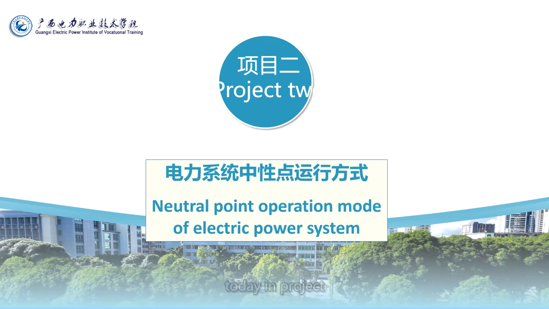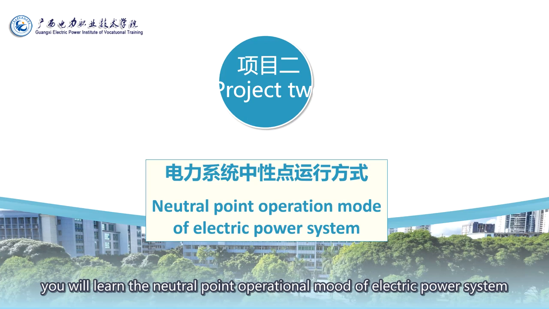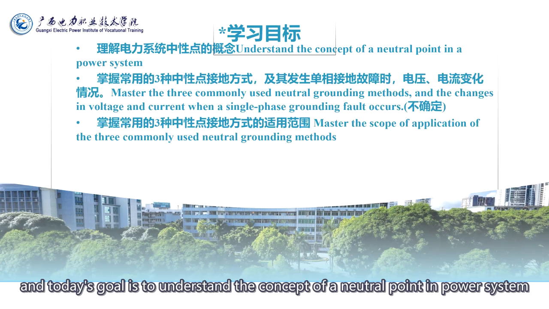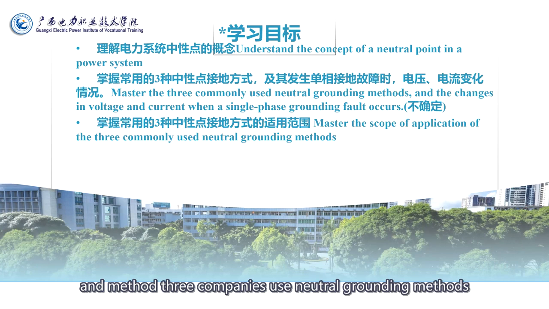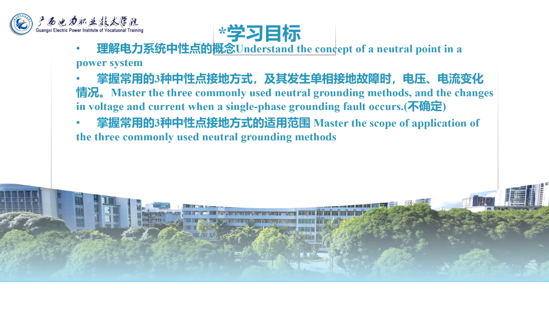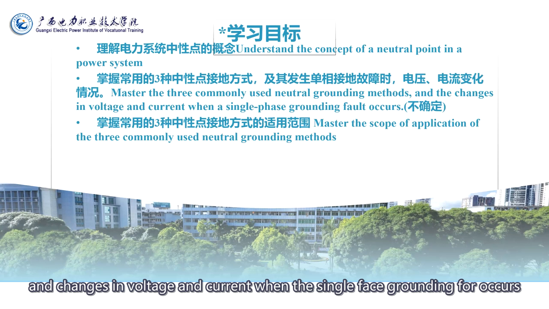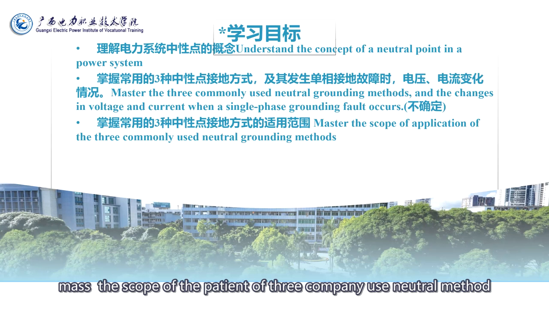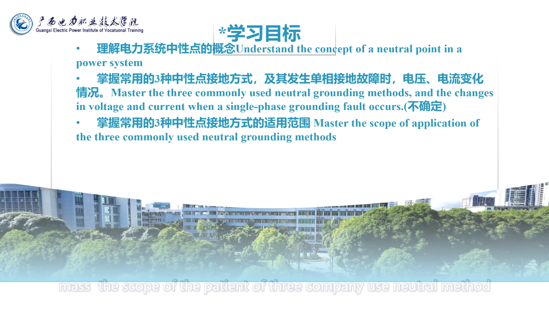Today, in Project 2, we'll learn the neutral point operational mode of electric power system. Today's goal is to understand the concept of a neutral point in power system and master three commonly used neutral grounding methods and changes in voltage and current when a single-phase grounding fault occurs. Master the scope of application of three commonly used neutral grounding methods.